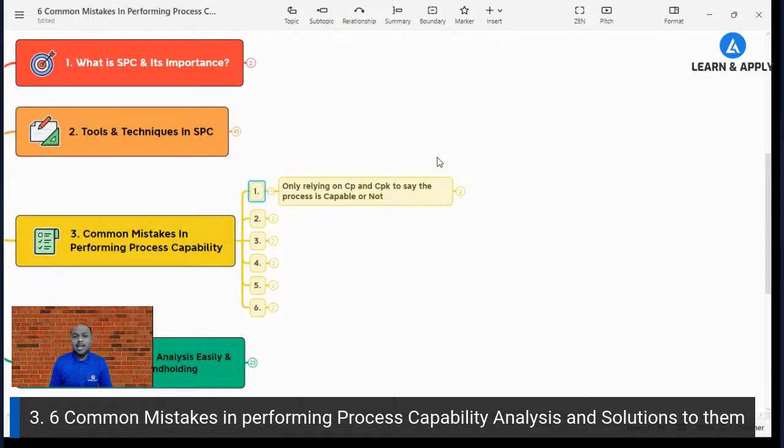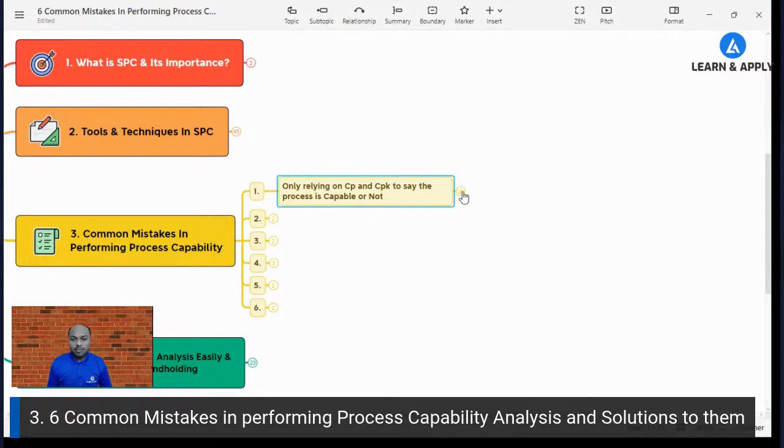Now, if you are just relying on Cp and Cpk, it is not giving you a clear idea. That's why it is very important. Don't rely only on Cp and Cpk, because it will not give you the correct output, correct results, correct interpretation. Now, what will be the result of this? You might take the wrong directions or wrong actions based on that. So this is the problem. This is a mistake that people are making, only relying on Cp and Cpk.